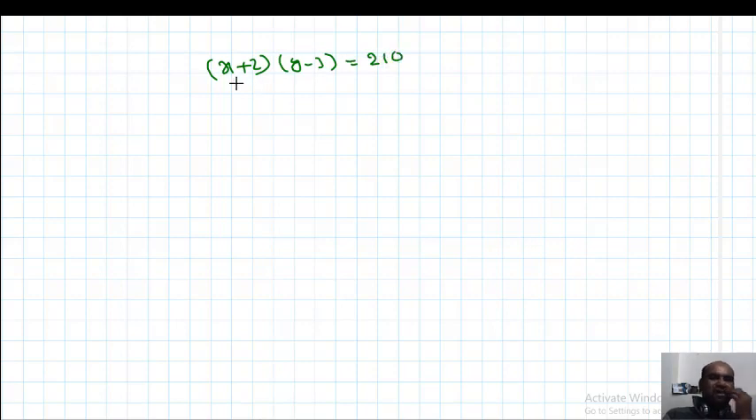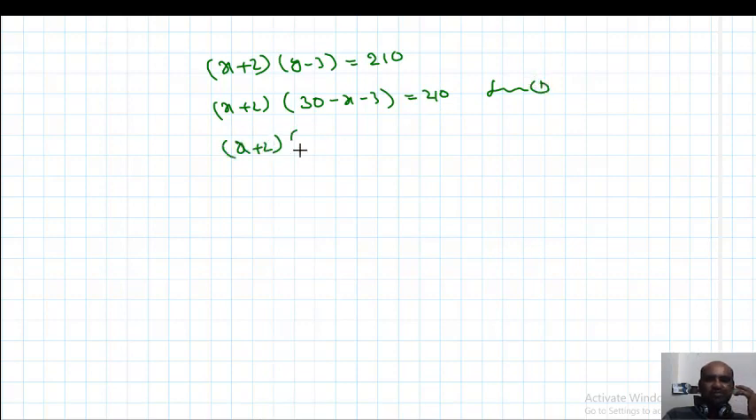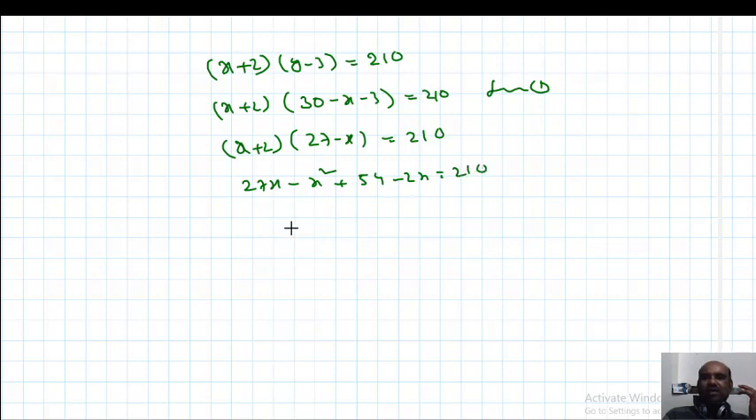Now you want to solve for x and y. So I want to make the whole problem in x, I don't want y. Instead of y, I can write 30 minus x, from equation 1. So x plus 2 into 27 minus x equal to 210. That is 27x minus x square plus 54 minus 2x equal to 210. So x square minus 25x, this is 210 minus 54, 156, plus 156 equal to 0.